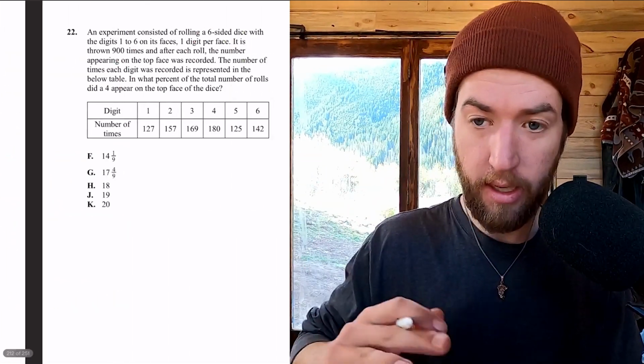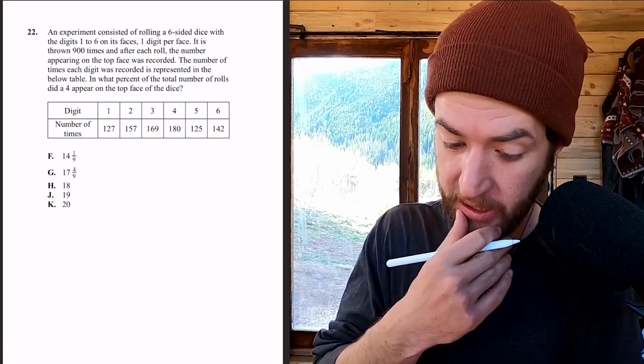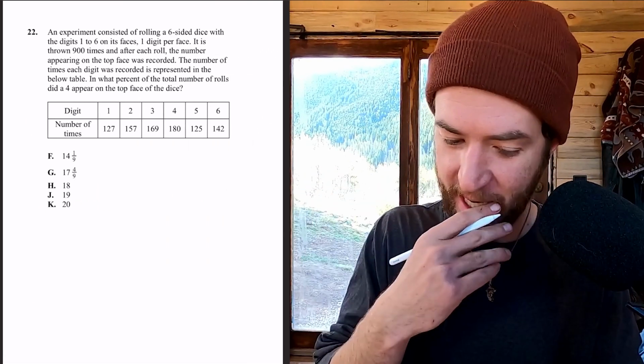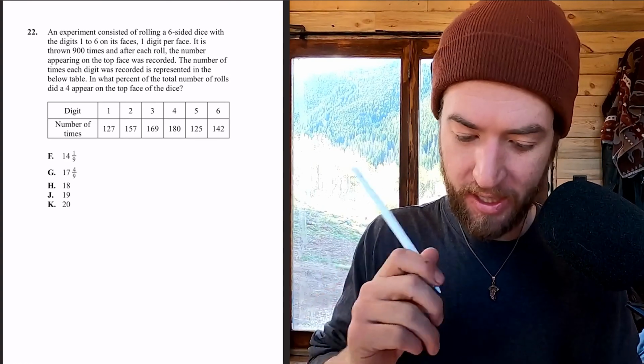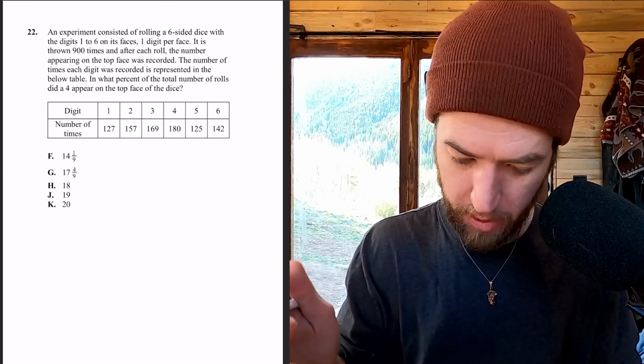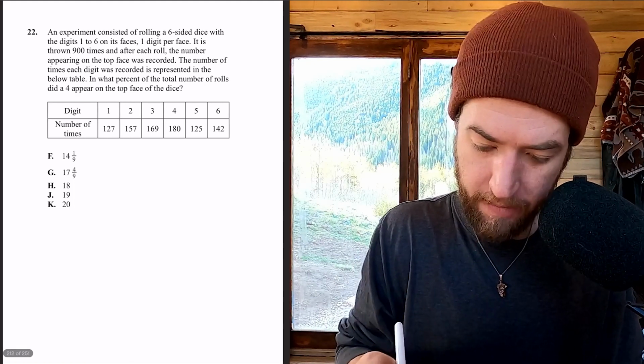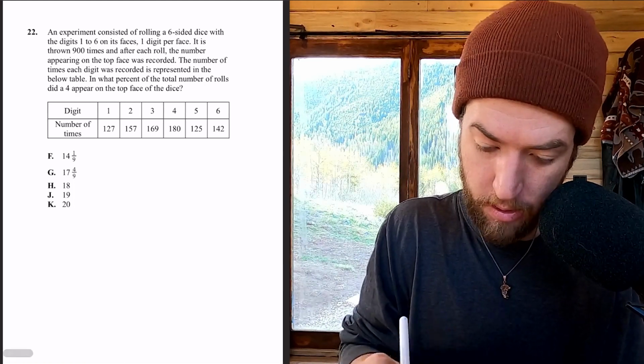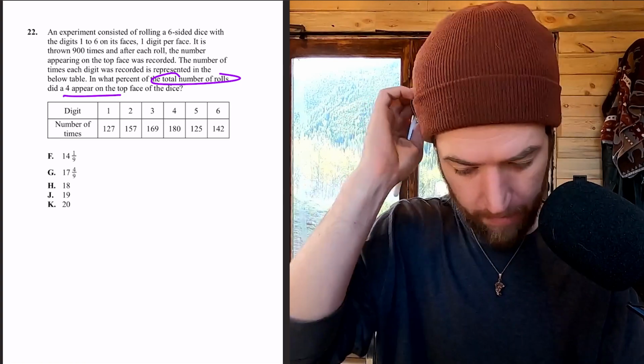Let's get it rolling. An experiment consisted of rolling a six-sided dice with the digits 1 to 6 on its faces, one digit per face. It's thrown 900 times. Here's our distribution. In what percent of the total number of rolls did a 4 appear on the top face of the dice?